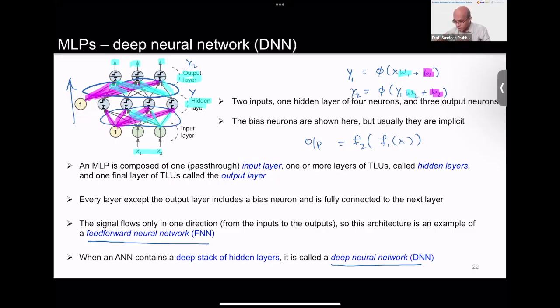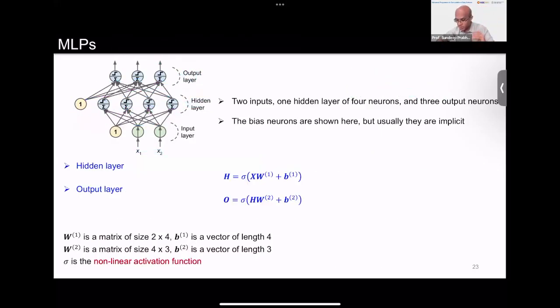Now, the basic idea here is that I have a stack of multiple layers of neural nets. I mean, multiple layers of single layer TLUs, which we call a multi-layer perceptron.